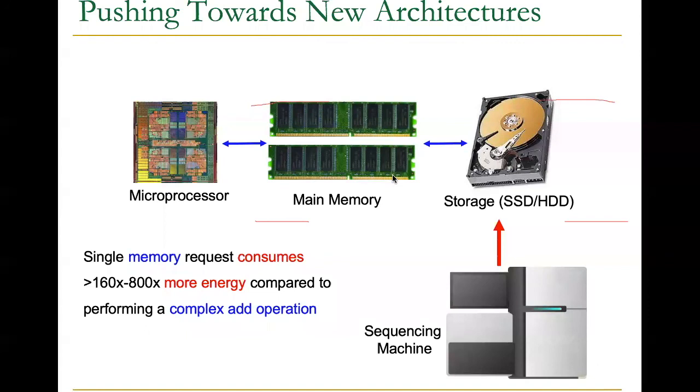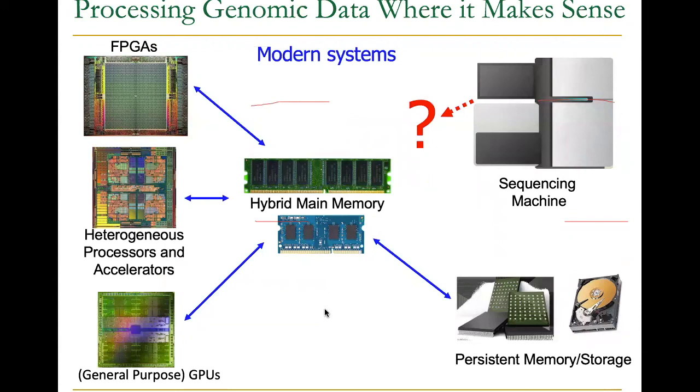That's why in this course, we are trying to find accelerators where we can process things much faster near where the data resides. So if we're generating the data inside the sequencer, it doesn't make sense to move it all the way to all these different levels of the compute stack. We can have some computation units such as FPGA cards.